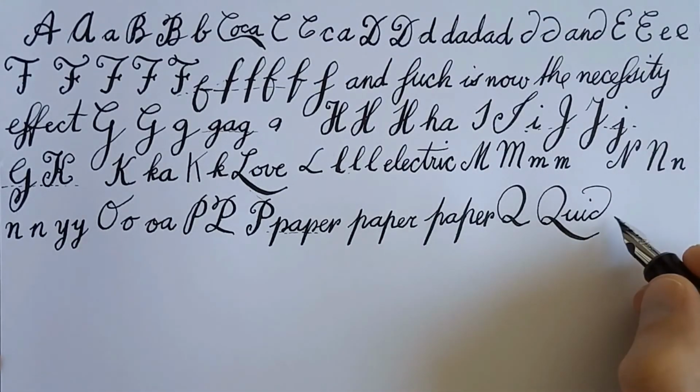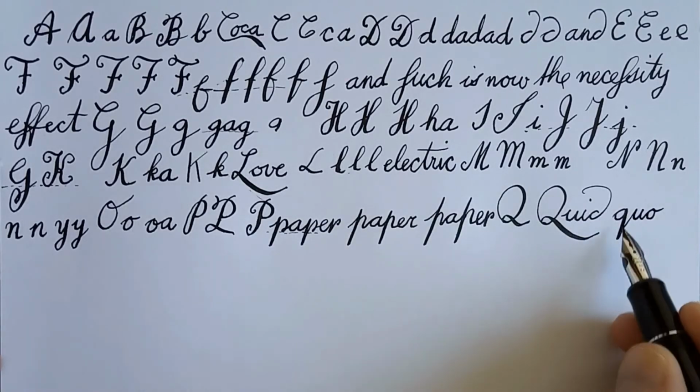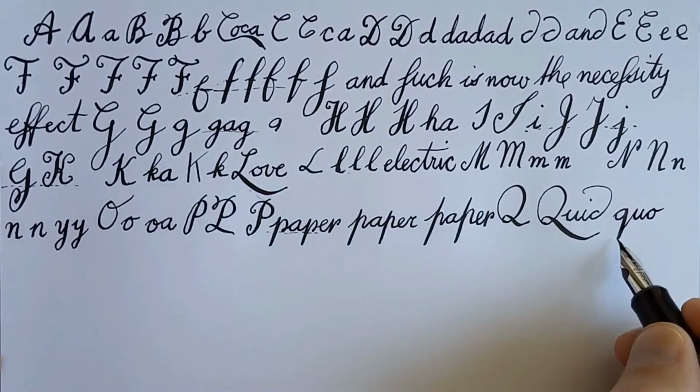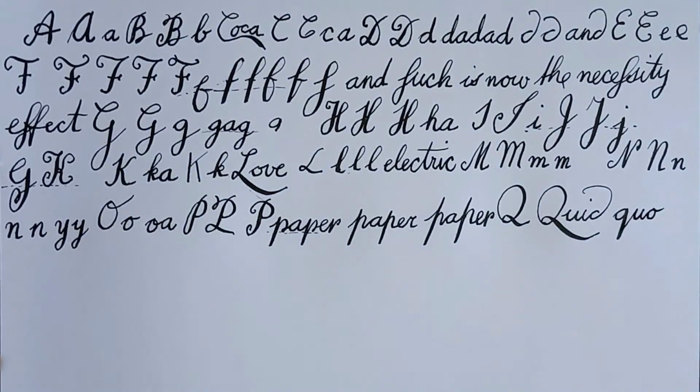The small q I do in a very simple way. I start exactly the same way as a small a, then I go down like this. So the difference between the small q and the small g in my handwriting is simply that the small g has this loop, whereas the small q just goes straight down and then straight up, so to speak.